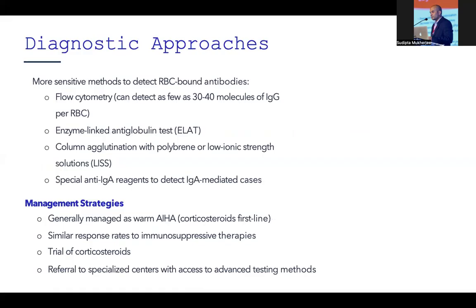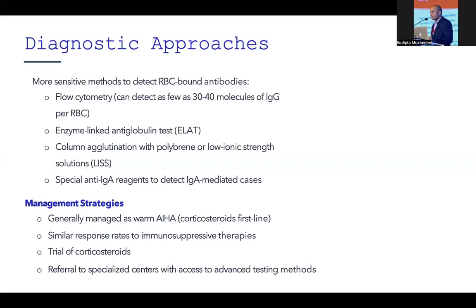So more sensitive methods for detection of RBC-bound antibodies need to be done, like flow cytometry, which can detect as few as 30 to 40 molecules of IgG per RBC, enzyme-linked antiglobulin test, column agglutination with polybrene or low ionic strength solution, or special anti-IgA reagent to detect IgA-mediated cases.